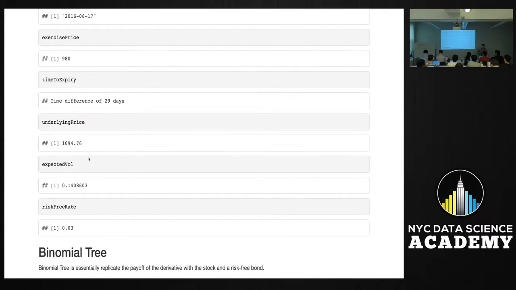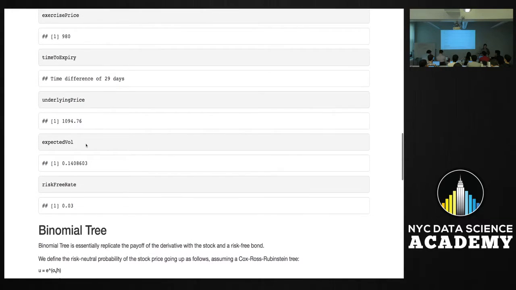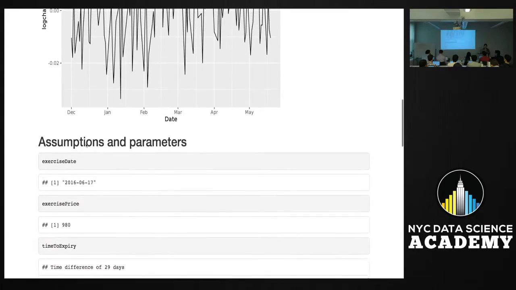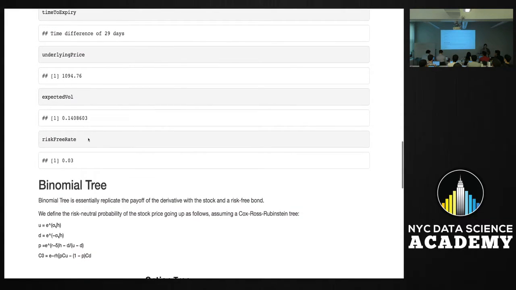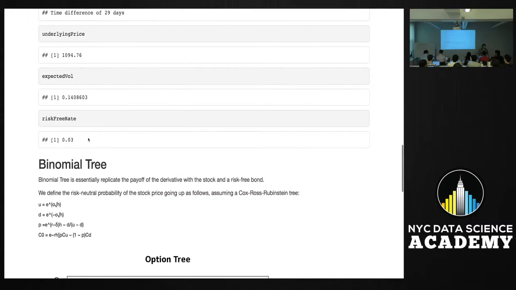Underlying price is what we closed at as of last Friday if we want to buy this option. That is your market price at that point. It's $1,095. Expected volatility is actually the volatility here, annualized. The risk-free rate here is an estimated assumption set at 3%, which is probably lower right now.